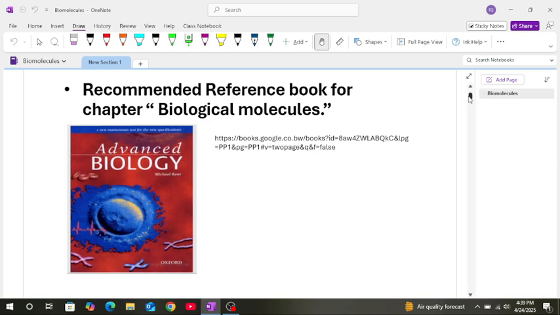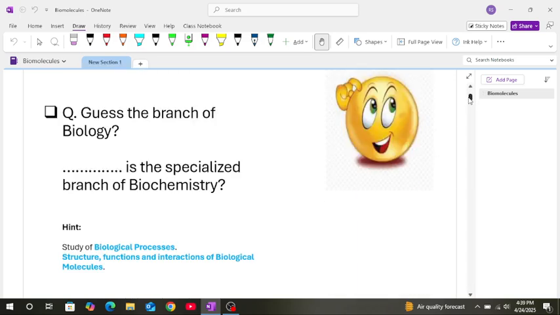So our first concept about biological molecules is that we have to understand some generalized branches of biological molecules, because biological molecules fall under a specific branch of biology. So we are specifically learning the concept of branches, where biological processes occur, or the structure, functions, and interactions of biological molecules occur.